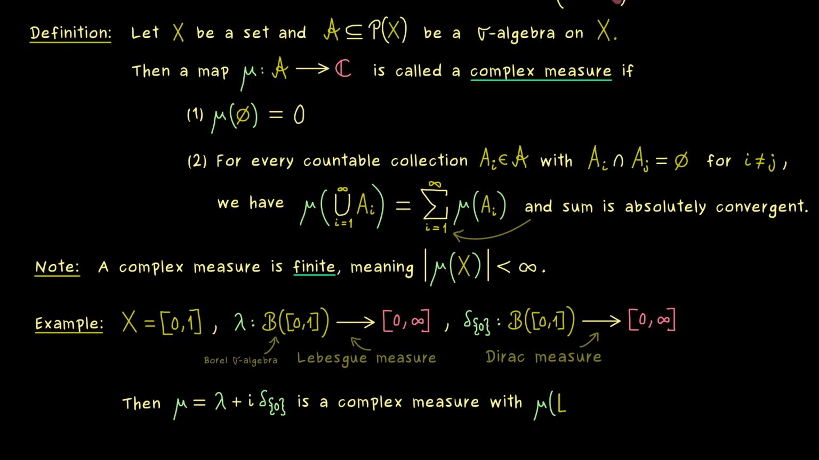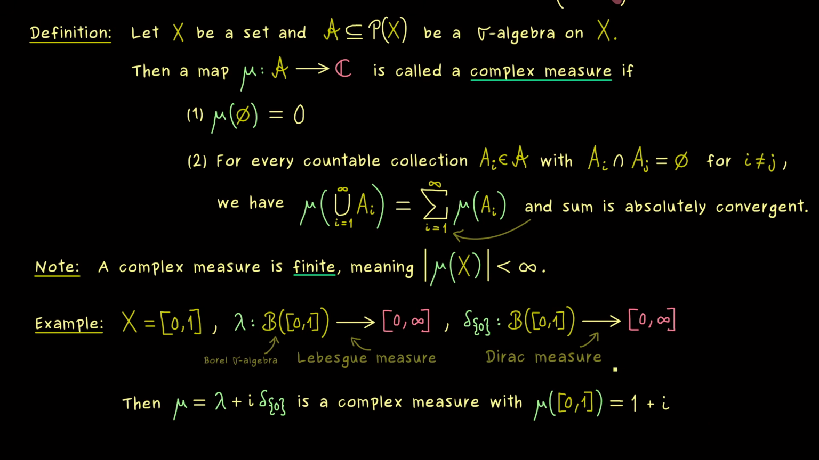Indeed, let's put in the unit interval and then you see what we get. Namely, we first have 1 by the Lebesgue measure and also 1 by the Dirac measure because 0 is included here. In other words, the result is the complex number 1 plus i.